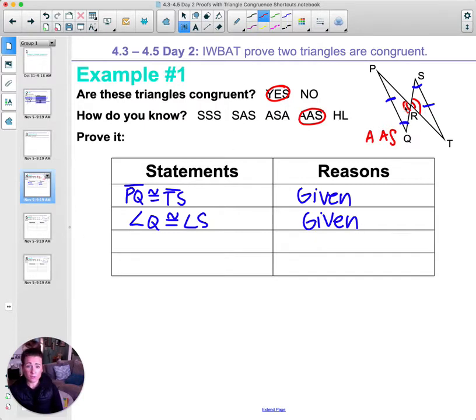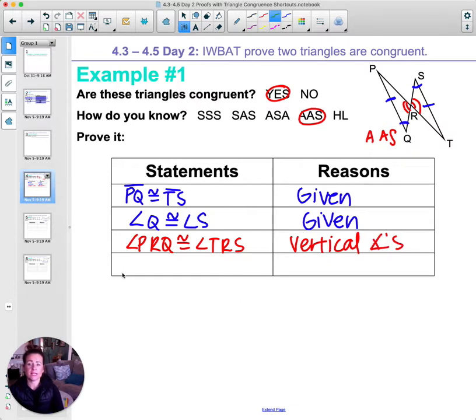Then what we did was mark up this angle right here. Angle R is on the left and the right, so you can't just call it angle R. We need to use 3 letters. So we'll say angle PRQ is congruent to angle TRS, and why? Because they're vertical angles.